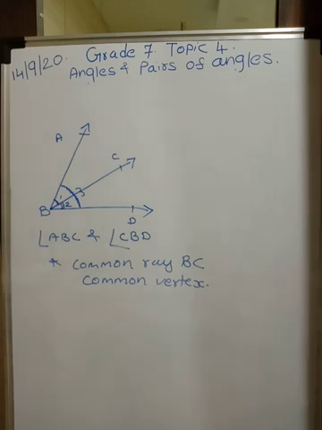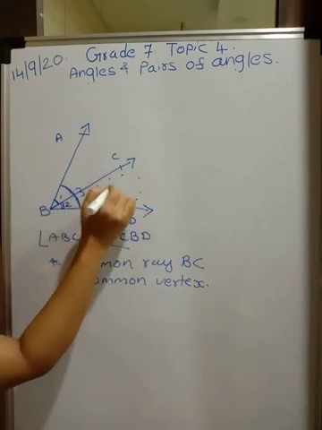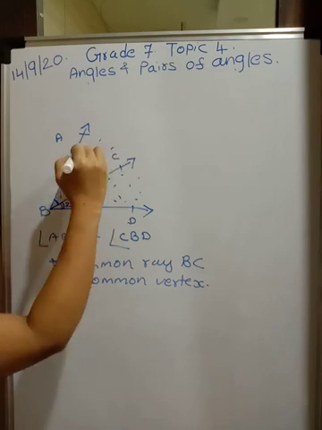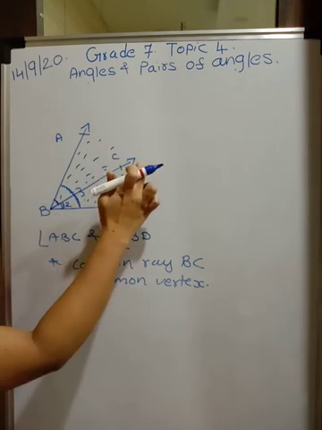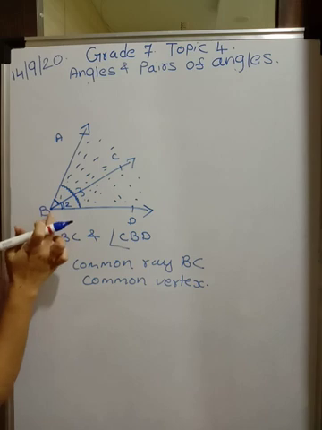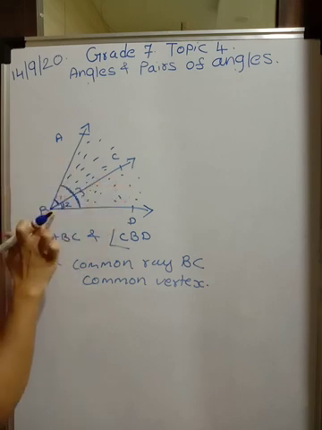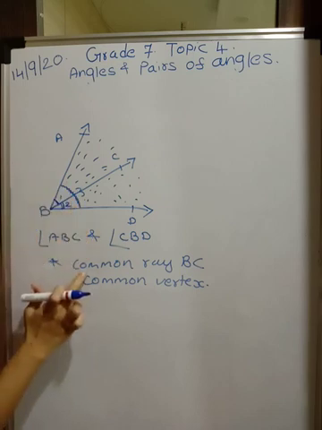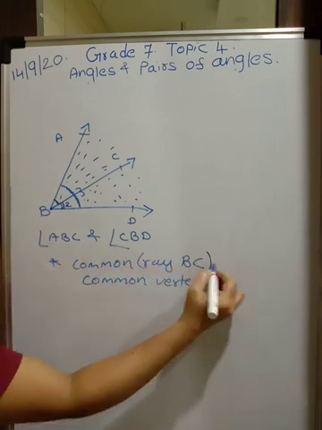But what can you say about their interiors? See, I am drawing dots here. This is the interior of angle 2, and this is the interior of angle 1. Do they have common interiors? No. They only have one arm in common and their interiors are different. They also have a common vertex. So these two angles have a common vertex and a common ray, or we can say a common arm.